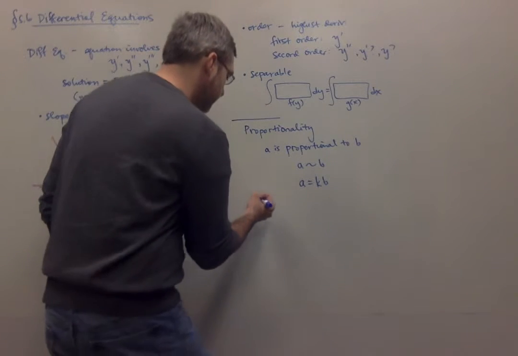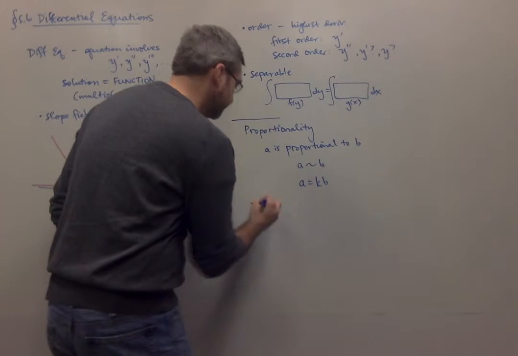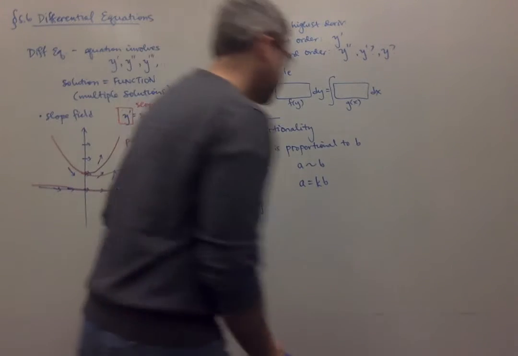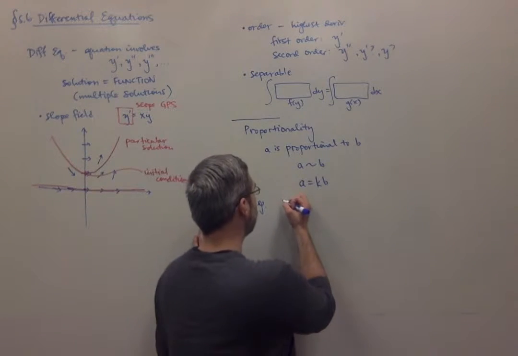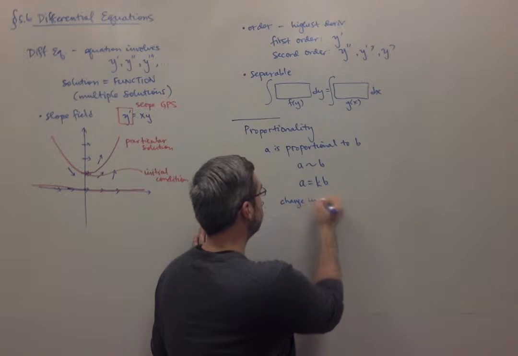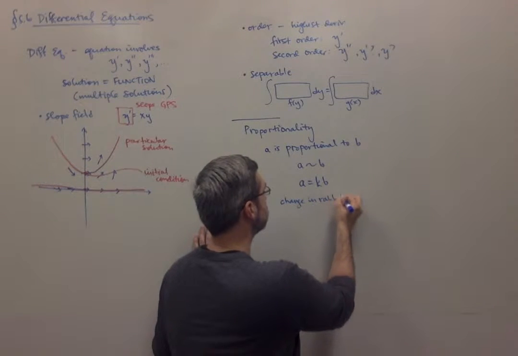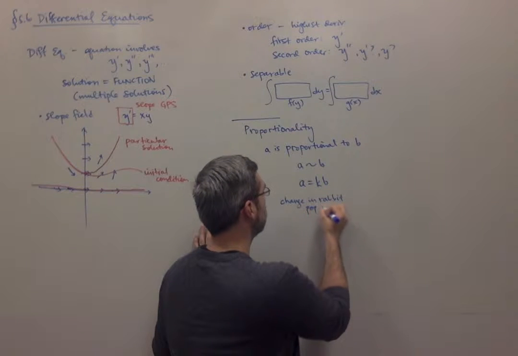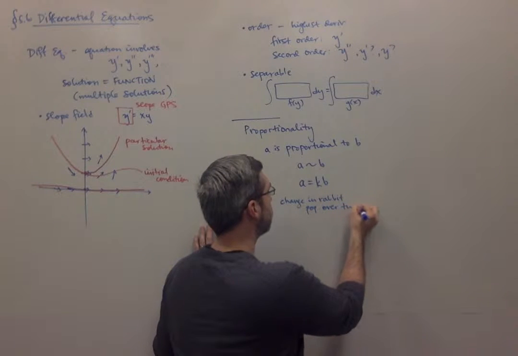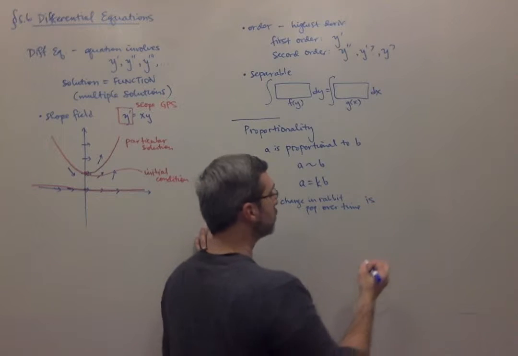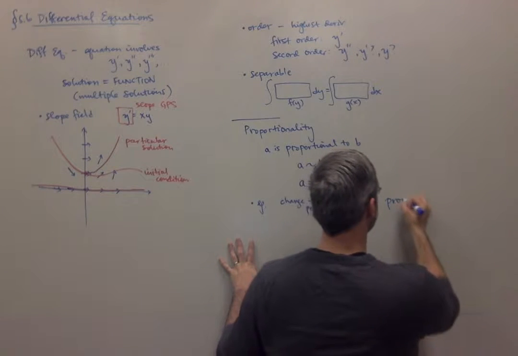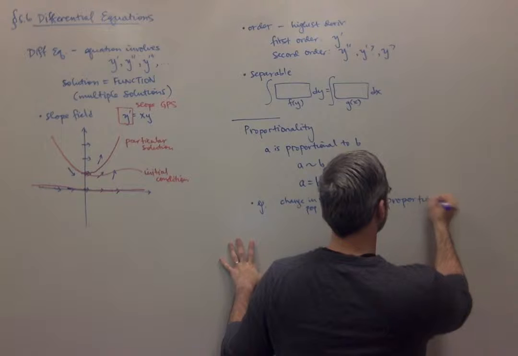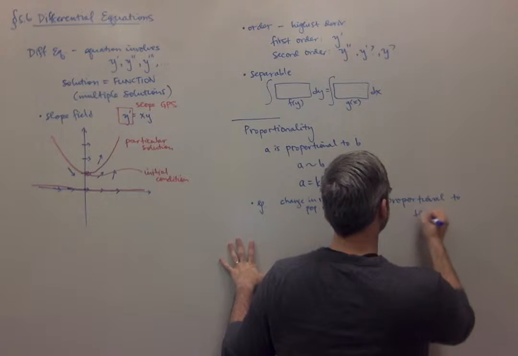So let me give you some examples here. For instance, if I were talking about rabbits, and I said the change in rabbit population over time is proportional to the population itself.